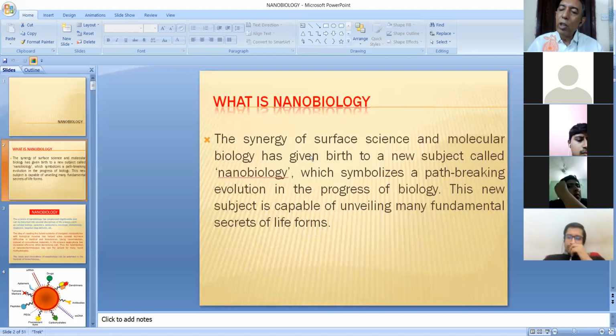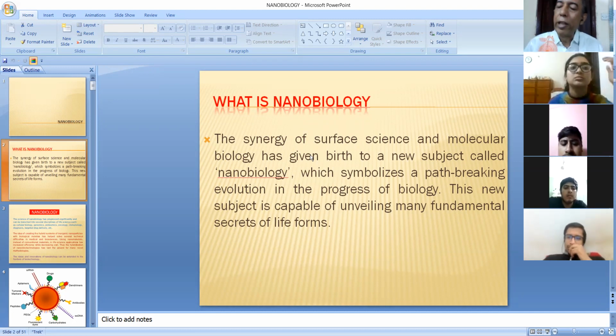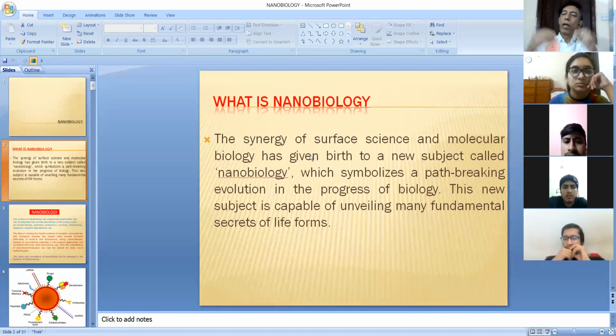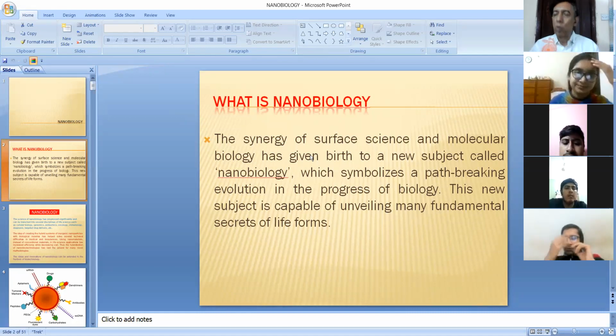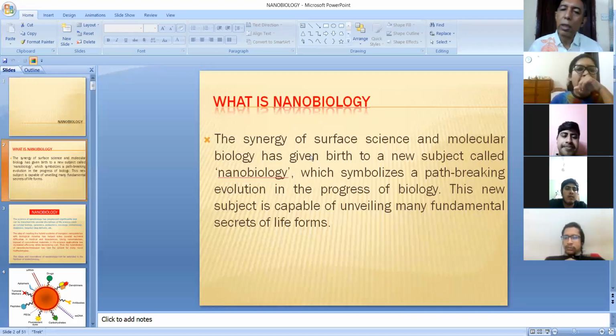a DNA is a very small thing. If you combine a gold nanoparticle with that DNA, that will be a nanoparticle. So if we can use a combination of gold nanoparticle with DNA for some use, it will be called nanobiology, and the material is known as nanobiomaterial.